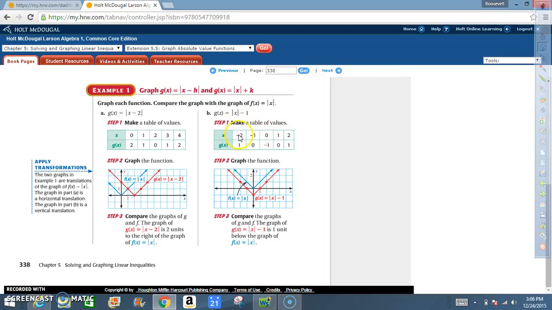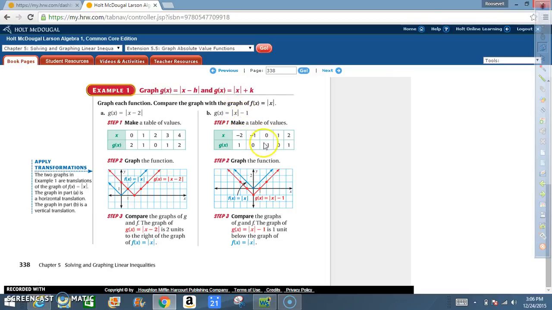0, -1, -2, and then +1 and +2. g of x is equal to 1, 0, -1, 0, 1. How do we get those values? We plug in. Absolute value of a -2 is a +2. So 2 minus 1 is 1. Absolute value of a -1 is a +1. 1 minus 1, 0. Absolute value of 0 is 0.